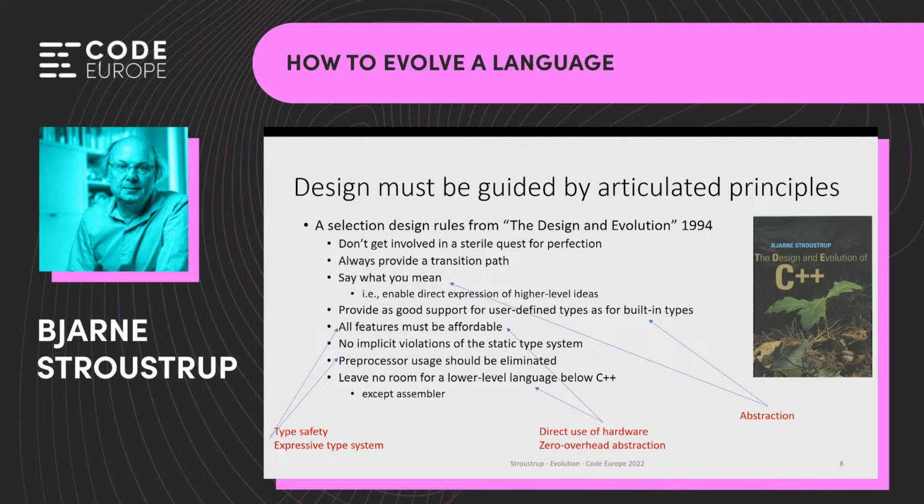Make a transition path. And you can see here, I wanted type safety, some of them go in. I wanted direct use of hardware for performance and flexibility. And I wanted to get away from the hardware. That is reflected again in the criteria. There was maybe 25 of them in the book. These are key things, and you'll see them re-emerging in various forms.